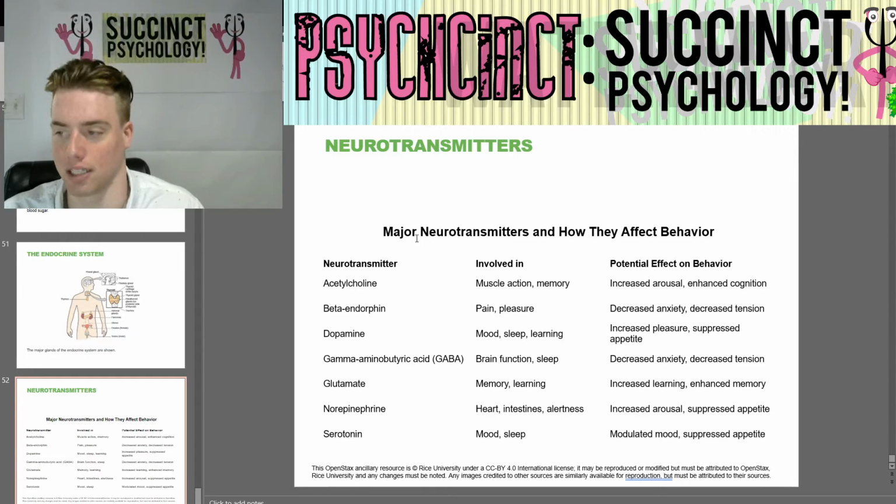If you want to study, you can come to this slide, just a quick reminder of the different neurotransmitters and what they're involved in and their potential effect on behavior.